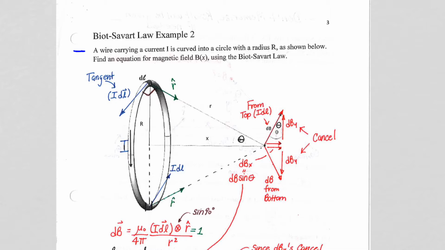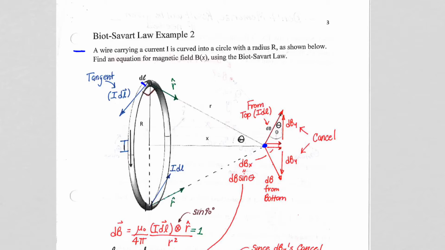Now that we don't have half an arc, we have a complete circle. And notice that we're looking at a point on the x-axis to solve for the B field at this point here. The x-axis is perpendicular to the plane of the loop and passes through the center. So what we are looking at is the B field calculation due to each of these IDLs, which note they're still tangent to the r hat vector.